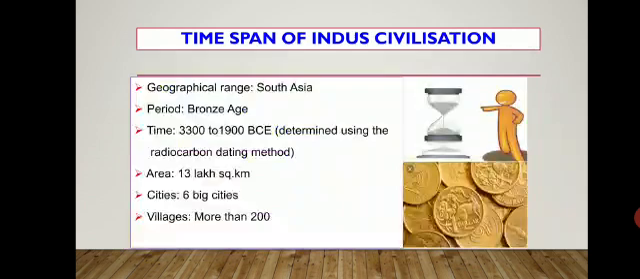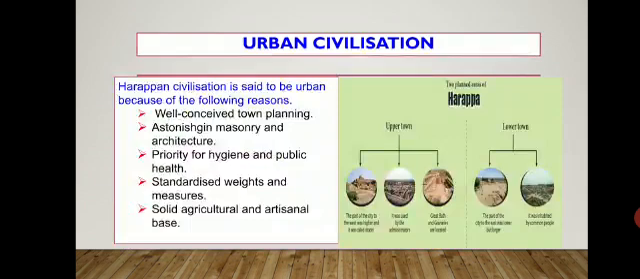Refer to page number 148. Our next topic is urban civilization. Harappan civilization is said to be urban because of the following reasons. There are 5 reasons. Listen carefully, students. First one is well-conceived town planning. Conceived means karukol. Second one is astonishing masonry and architecture. Tamil meaning is viyakka vaikkum kothu. Third one is priority for hygiene and public health. It is சுகாதார முறை. Fourth one is standardized weights and measures. தரப்படுத்தப்பட்ட எடைக்கற்கள். Fifth one is solid agricultural and artisanal base. திட வேளாண்மை மற்றும் கைவினை தளம்.